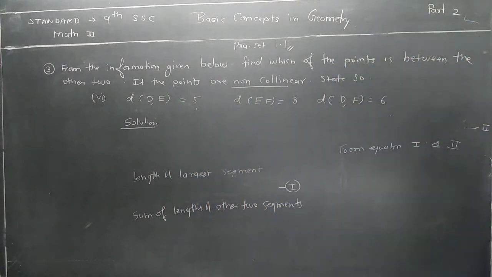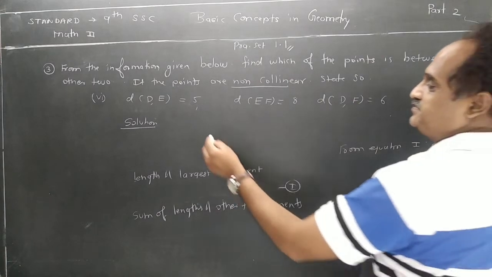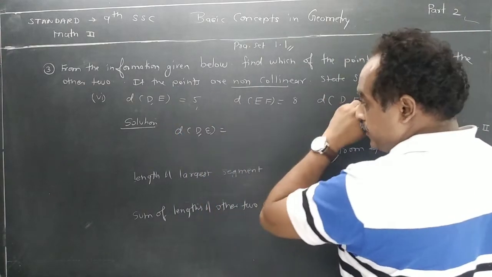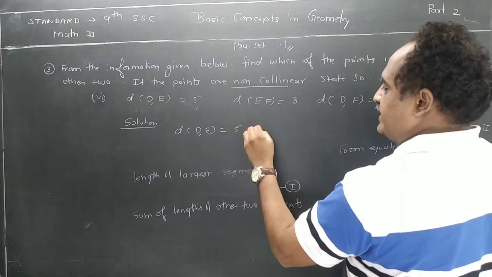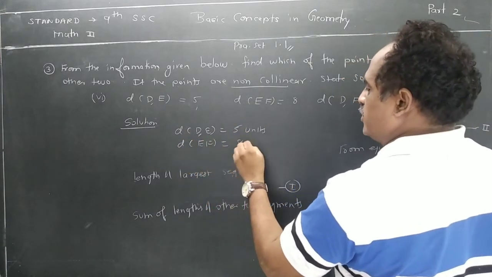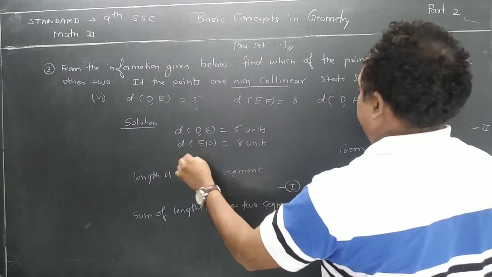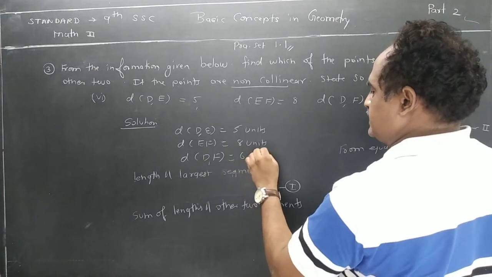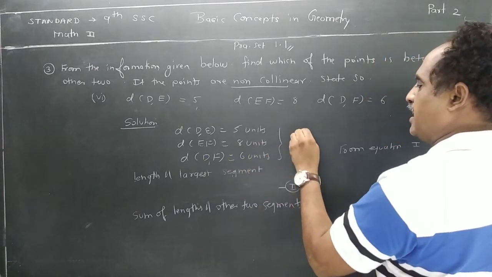Okay, you also try it on your own; pause the video and try. I'll continue. The distance DE, between points D and E, is 5 units. The distance between E and F is equal to 8 units. And the distance DF is equal to 6 units. This part is given.